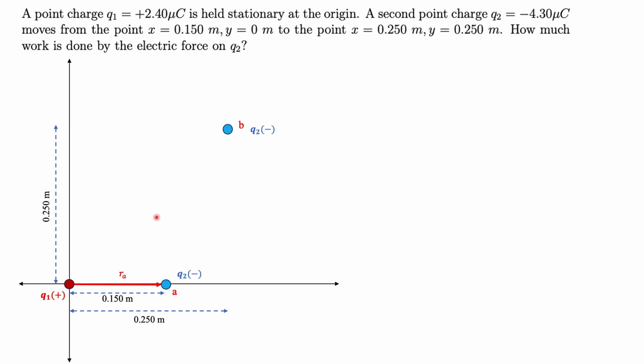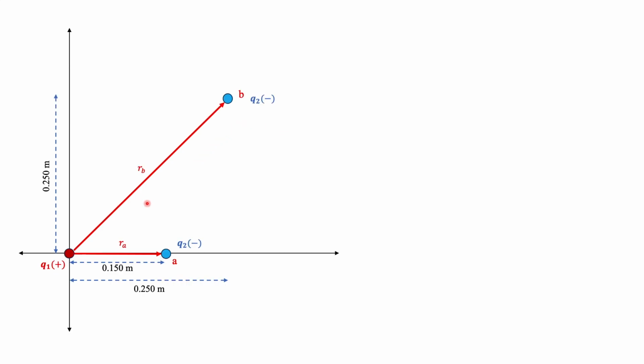Some measurements that you should take into consideration: from Q1 to Q2 at point A, we will call that R sub A. From Q1 to Q2 at point B, we will call that R sub B. Now, looking at the geometry of the problem, this is just a visualization which tells you that the electric force will do work on charge Q2 to move it to the position B.